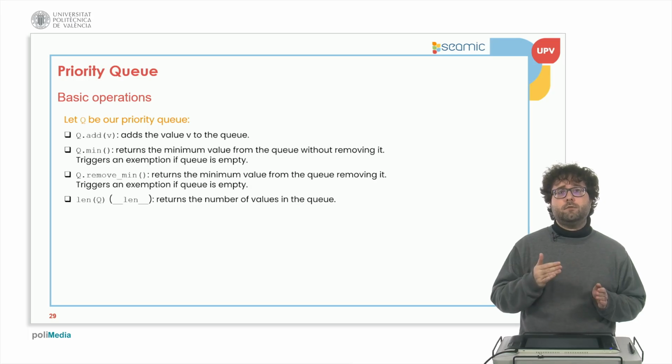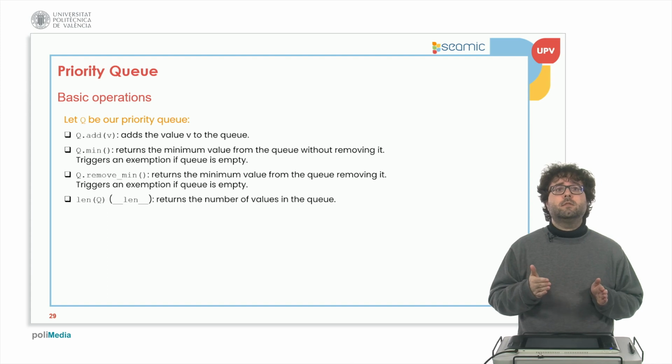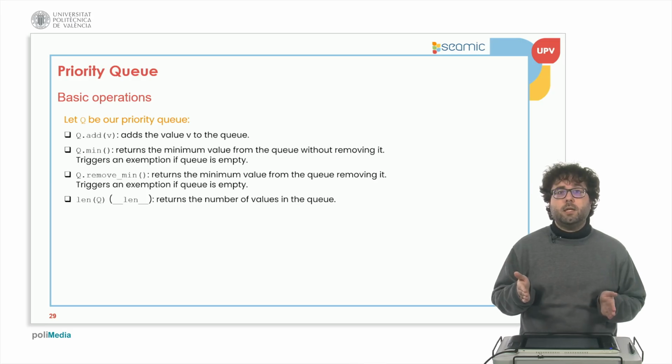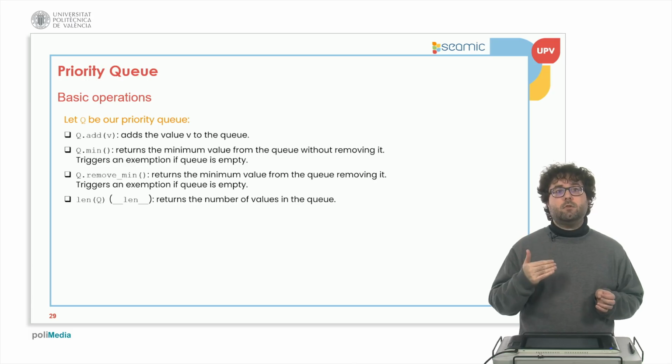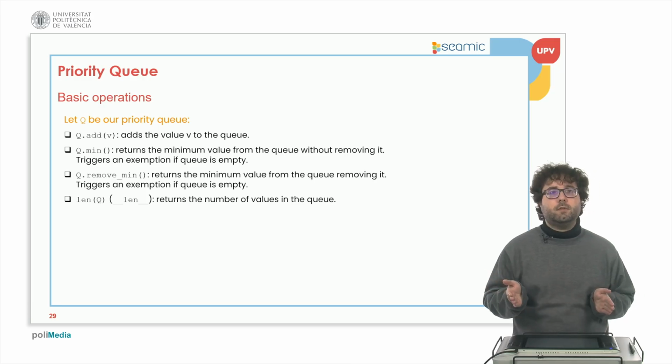Also, we have a function for computing the minimum value inside that queue, and we'll just return that value, and we will trigger an exception in the case that the queue is empty, because of course if there are no elements in the queue, we will not be able to compute a minimum. We will have a similar function called remove min that will not only look for the minimum value, but also take it out of the queue.